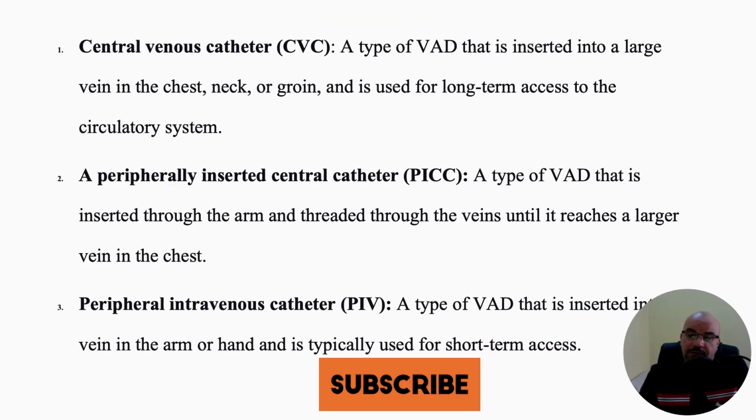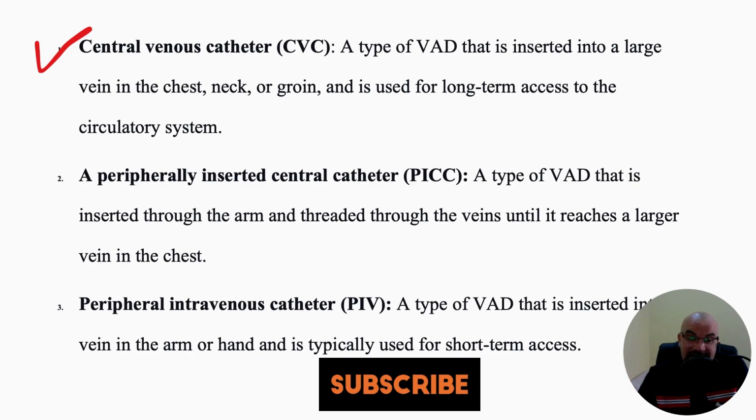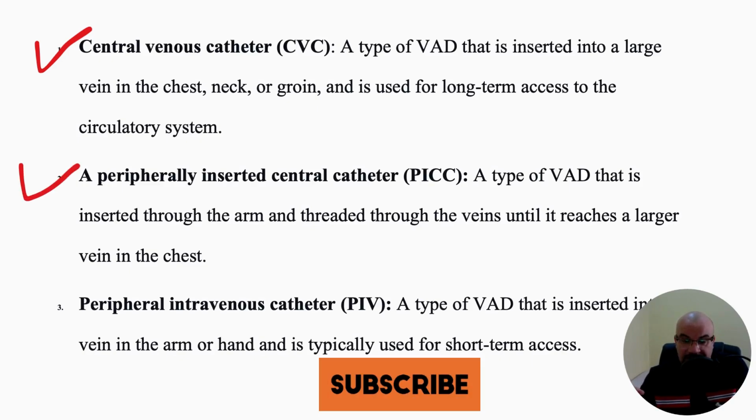What are the types of these devices? We have the CVC, or central venous catheter, which is a type of VAD inserted in a large vein in the chest, neck, or groin. There are different types, all considered under central venous catheter, such as the portocath, and so on. And we have the PICC, a peripherally inserted central catheter. It starts from the arm or leg and ends in a large vein in the chest.